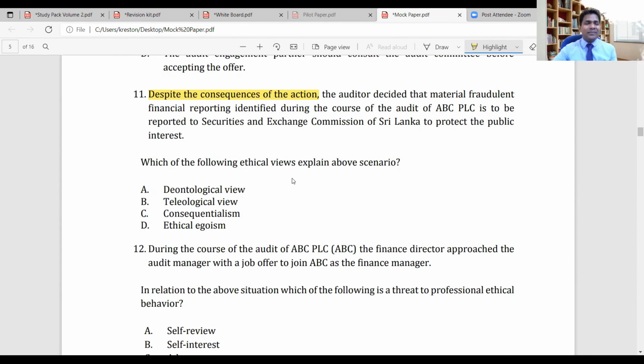What is the answer? Which of the following ethical views explain the above scenario? It can't be teleological, right? It can't be teleological because there we look at the consequence. Consequentialism and teleological are both the same. Ethical egoism, no, we didn't discuss such a thing. The answer is teleological, deontological. So answer A.